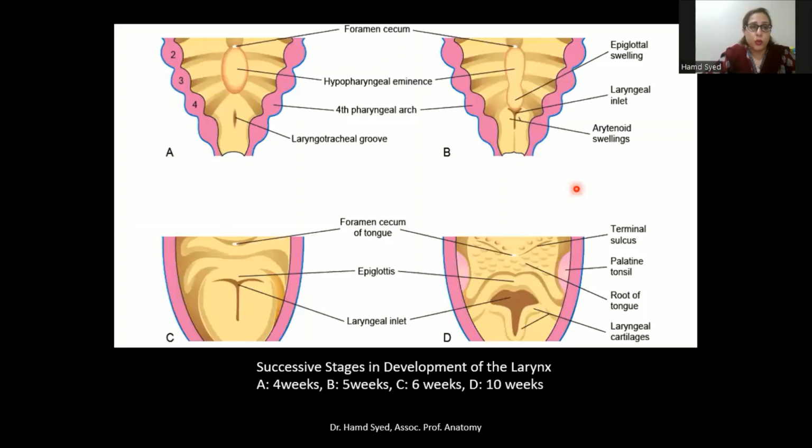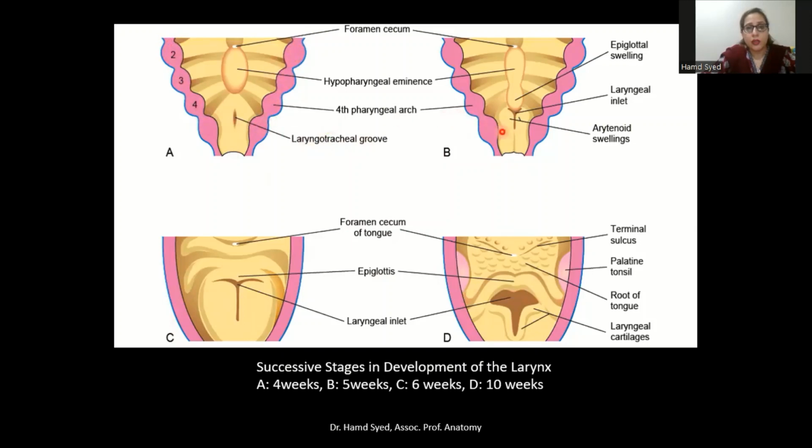Now here are the coronal sections through the primordial pharynx, showing us the stages involved in the formation of the larynx. And these stages show week 4 of development in diagram A. B shows week 5 of development, C is week 6, and D is week 10. So in the early stages of development, you can see in the caudal part of the primordial pharynx, a vertical slit has appeared in the midline, which has been labeled the laryngotracheal groove. And on either side, these are simply the pharyngeal arches.